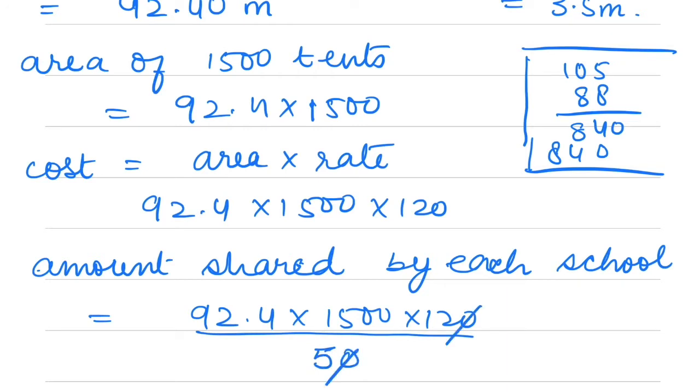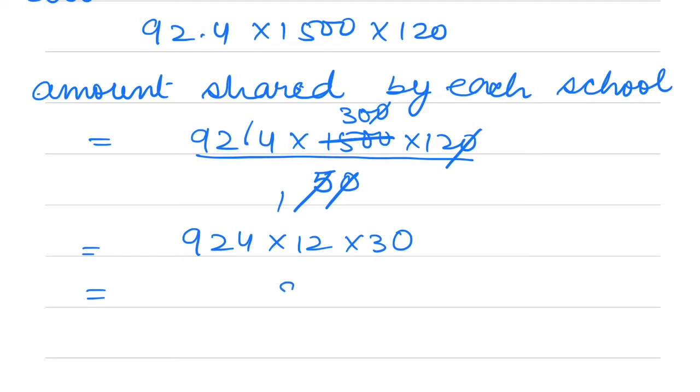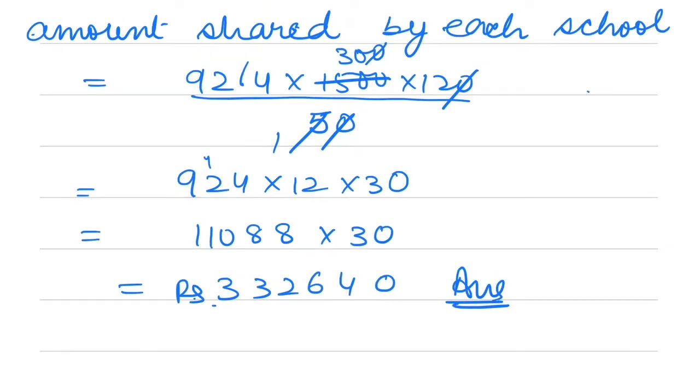So this gets cancelled, and 300 10 gets cancelled for this decimal point. So we have 924 into 12 into 30. So this is equal to 332,640. So this is the answer, rupees. And the value shown here is to help the needy people.